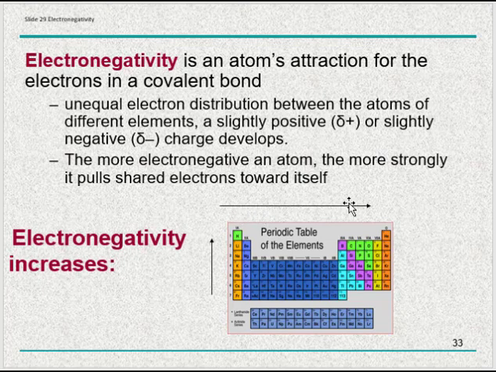As you increase across the groups, your electronegativity will increase. As you decrease down the periods, your electronegativity will increase.